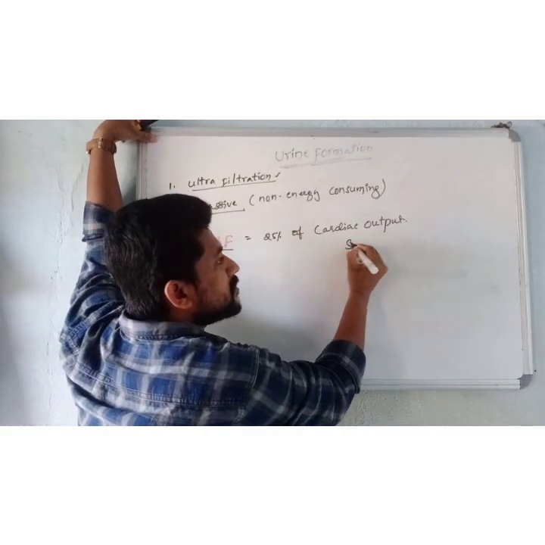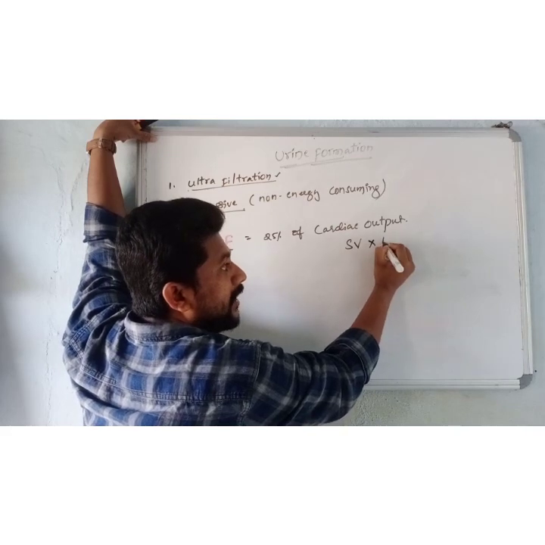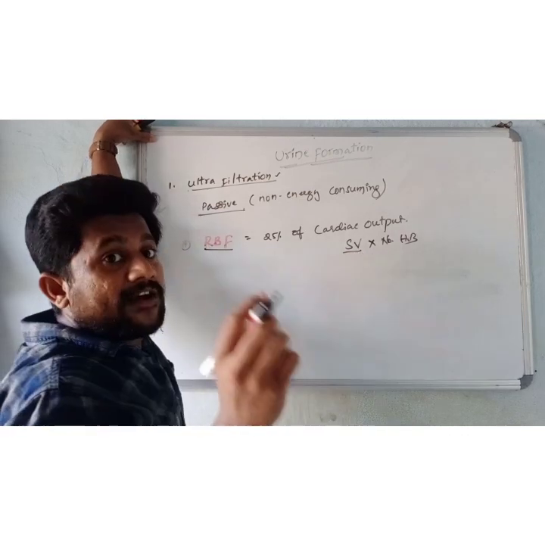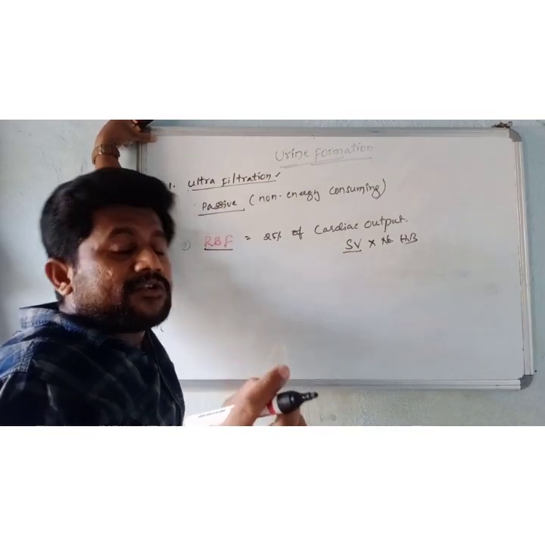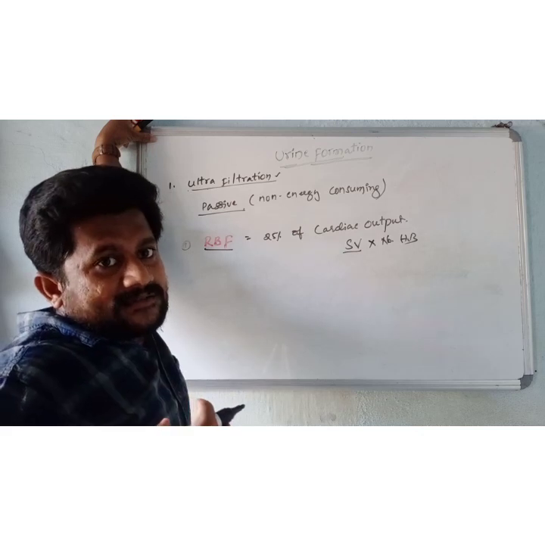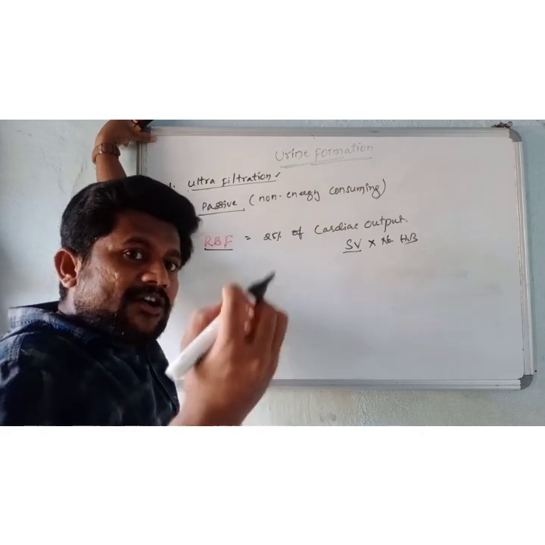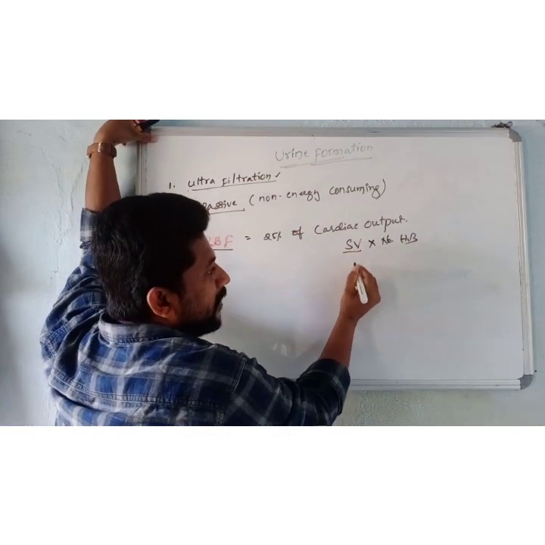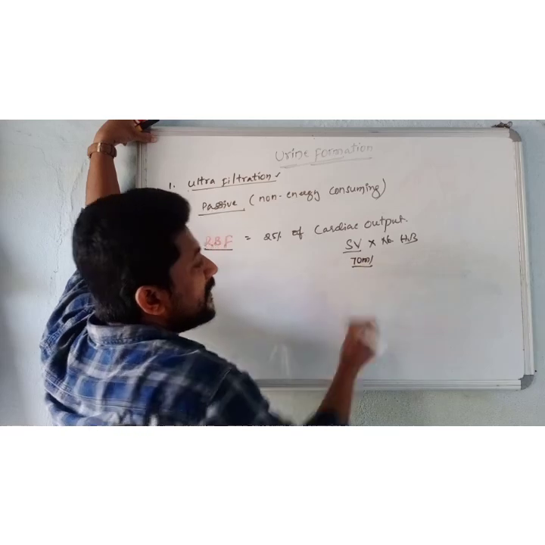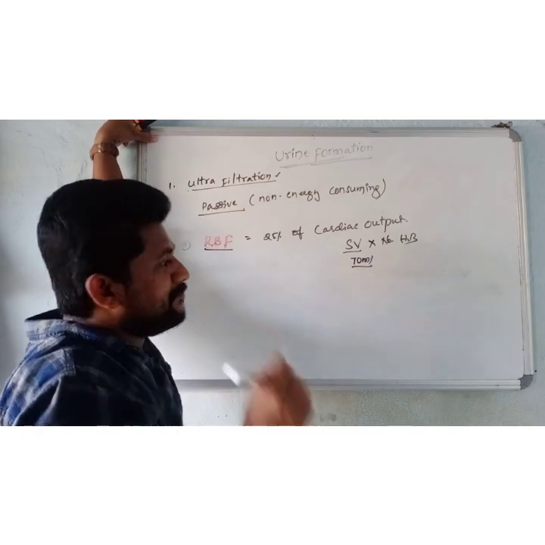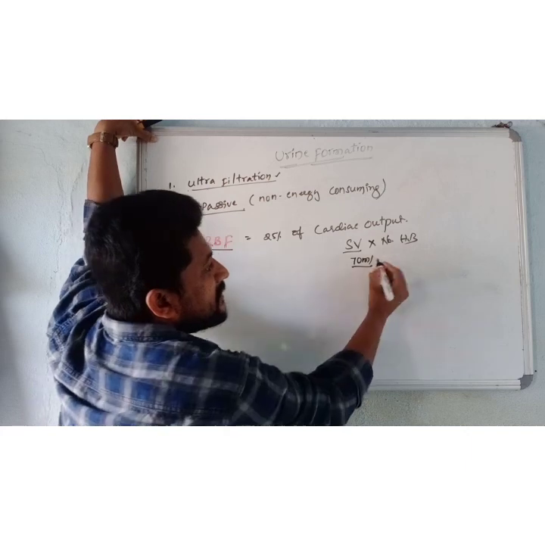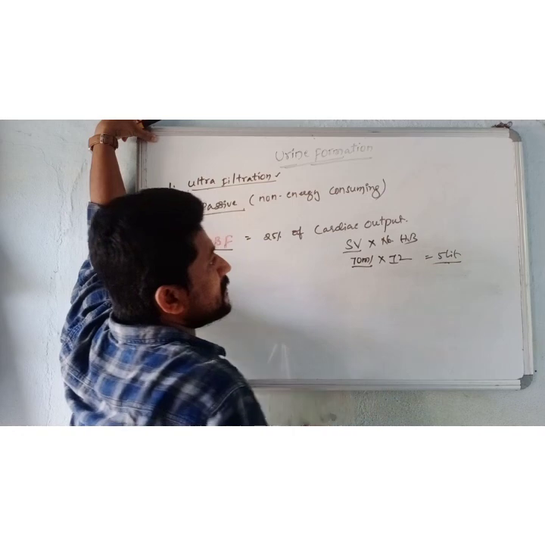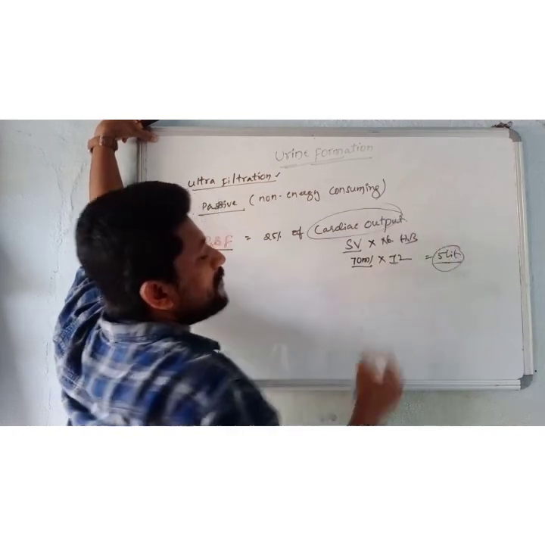We know that cardiac output is the stroke volume times the heart rate. Stroke volume is the volume of blood pumped out by our ventricles in each cardiac cycle. Stroke volume is nearly 70 ml in each beat. Number of heartbeats is 72. So the cardiac output is nearly 5 liters.